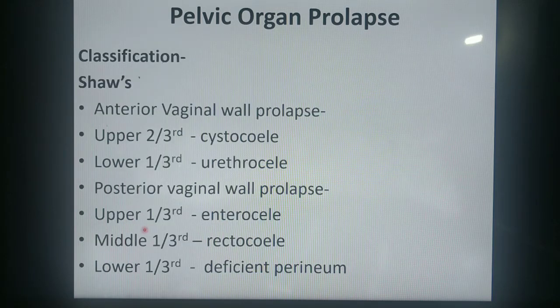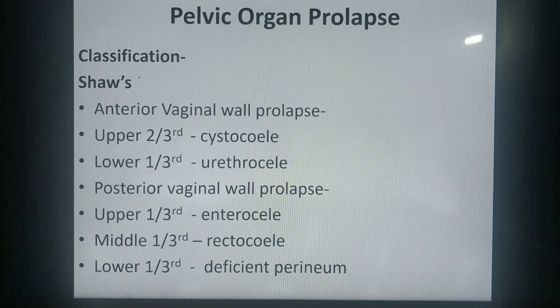Now coming to classification of the pelvic organ prolapse. There are various ways to classify pelvic organ prolapse, but the most popular and most practiced is Shaw's classification. Shaw has classified uterovaginal prolapse into 3 compartments: the anterior, the middle and the posterior. The anterior vaginal wall prolapse again is divided into upper 2/3 and lower 1/3 vaginal wall prolapse, and the posterior vaginal wall prolapse into upper 1/3, middle 1/3 and lower 1/3 vaginal wall prolapse. This is according to the structure which the vaginal wall supports.